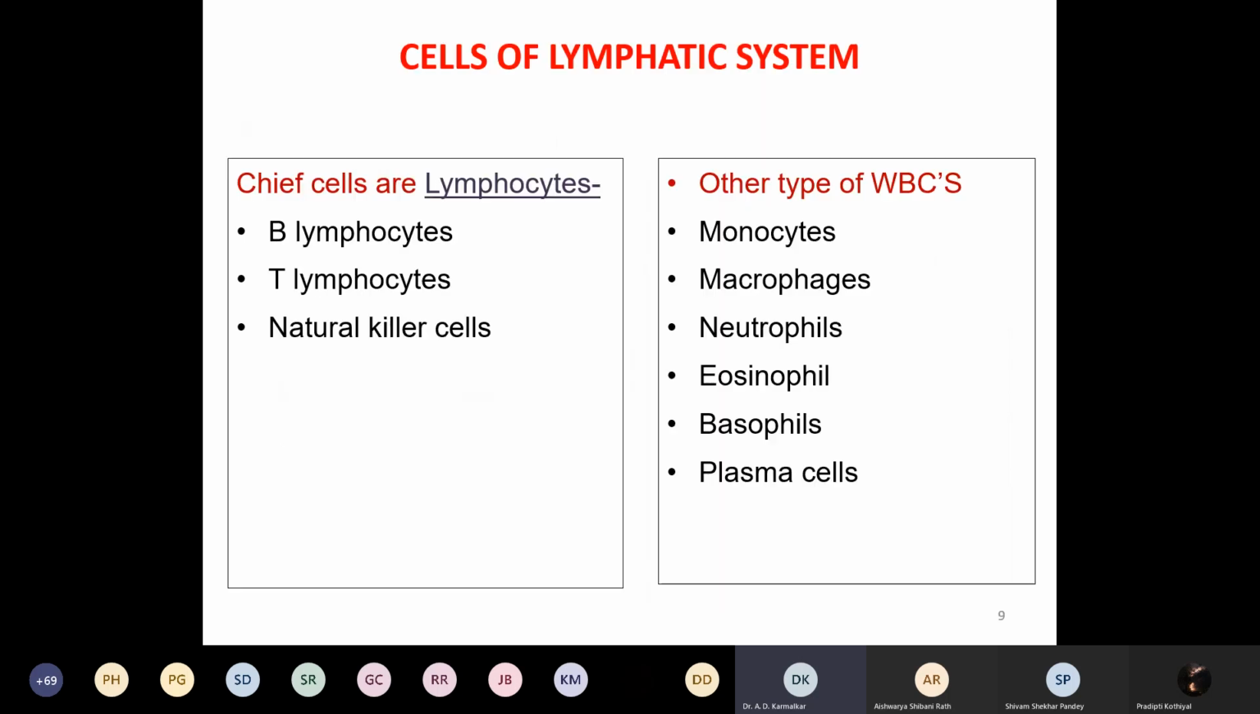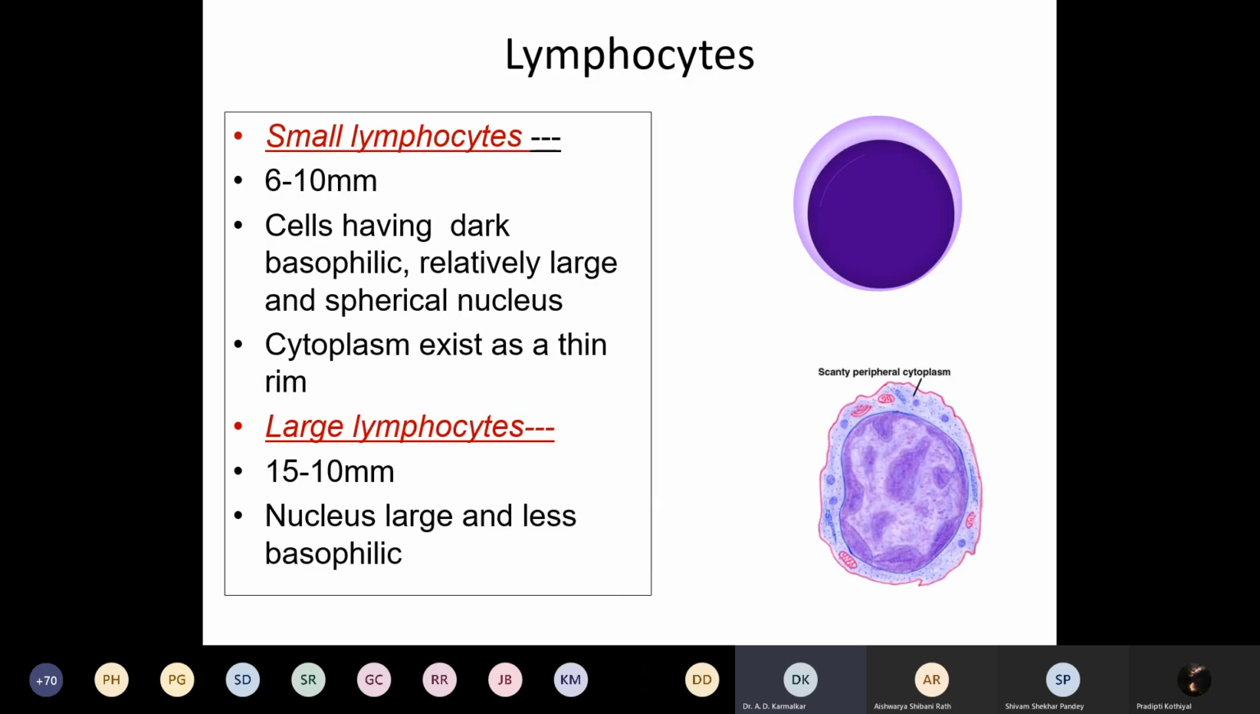Okay, now a few of the cells we should know when we talk about the lymphoid organ. Which are these cells? These are the B lymphocyte, T lymphocyte, and natural killer cells. These are the chief cells. Along with that, there are other cells like monocytes, macrophages, neutrophils, eosinophils, basophils, and the plasma cells. So I will not go into the detail of all these cells, except one cell which is abundant, that is the lymphocyte, which may be the small lymphocytes or the large lymphocytes.